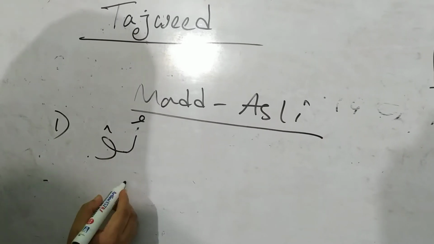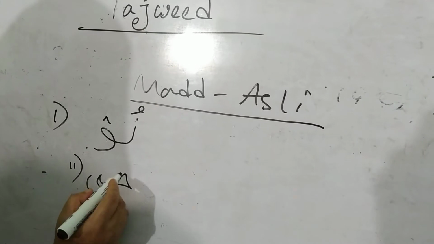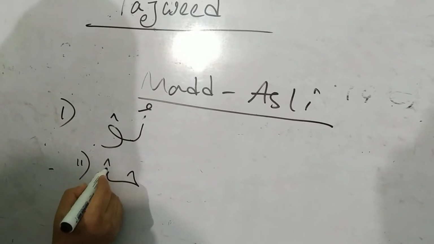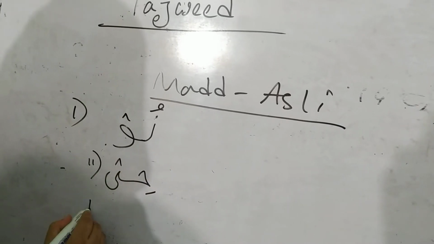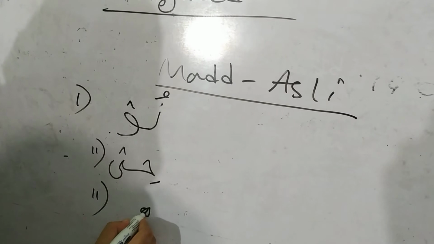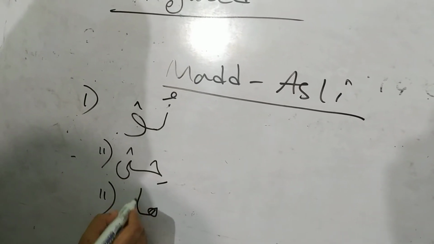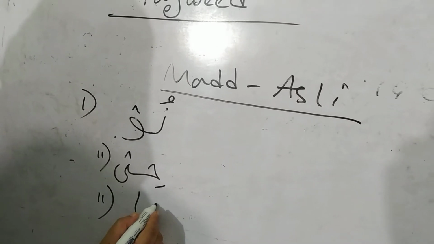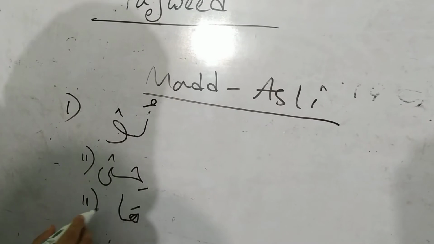And the second is ha and ya. It is ha and it is ya. On the ya it is jazm and on the right it is jer. Number 3, ha, alif jabr ha, vacant alif, and on the right side there is jabr. These three are called madde asli.